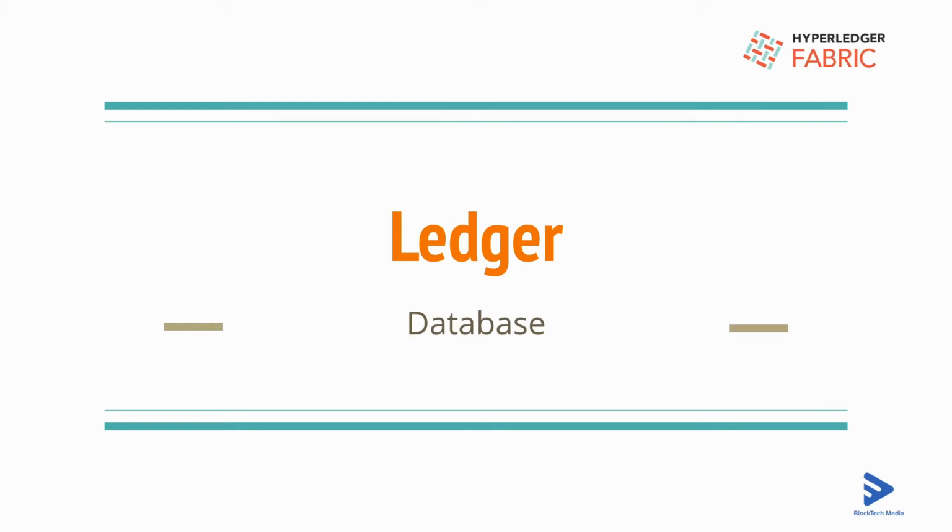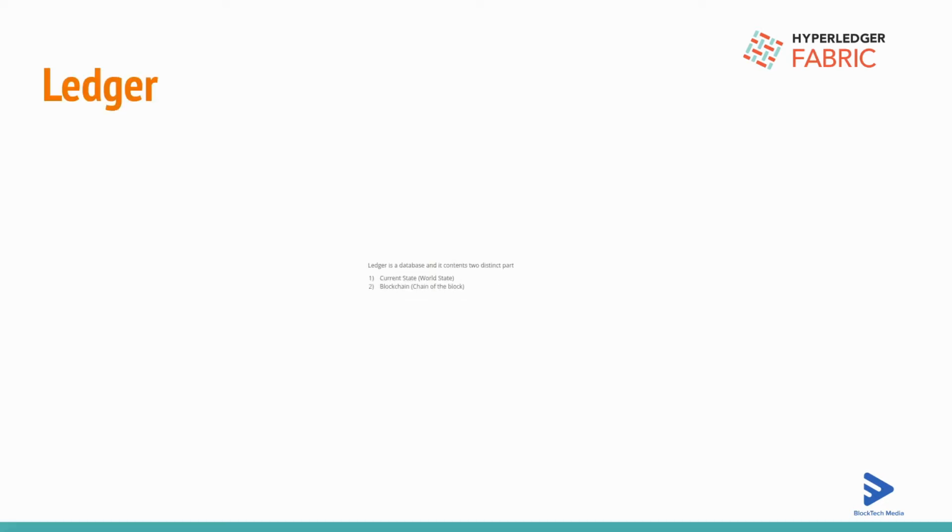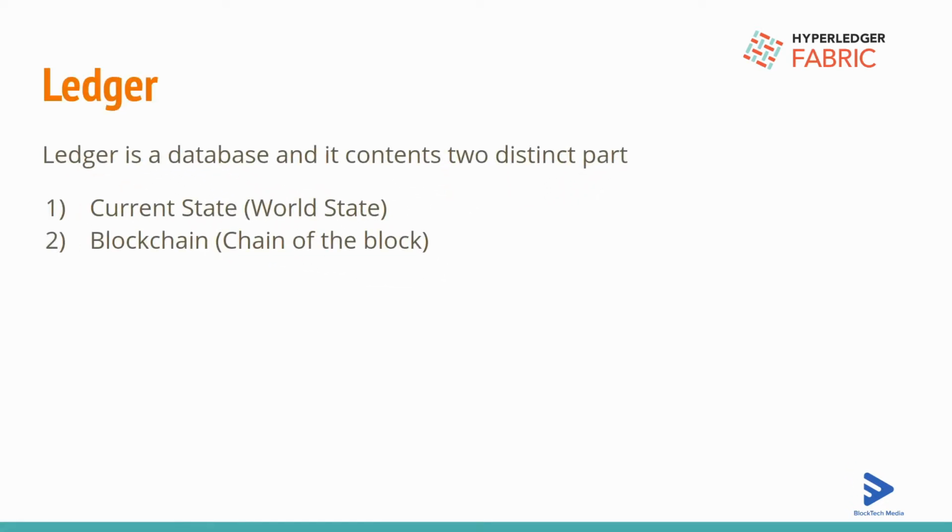In this video we are going to see what exactly the ledger is, what exactly it contains, how it looks like in the Hyperledger Fabric. Let's start. Ledger is nothing but just a database. Actually it contains two important things. First one is the current state and the second is the actual blockchain.